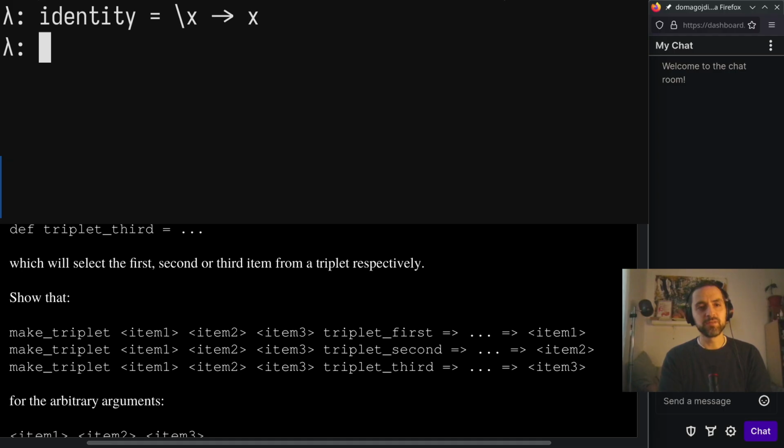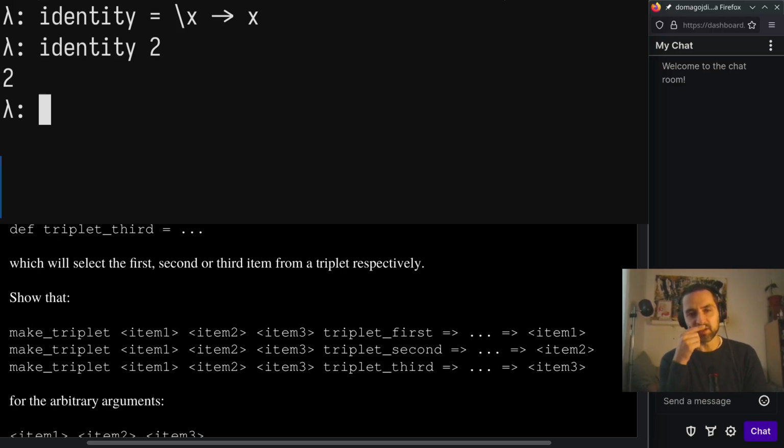So then you can use it, right? Identity 2. Oh, I've just changed actually my, anyway, okay. And then we get a 2 back, right? So that's the identity, how you define it in GHCi. And I thought, I'm on Nix OS. So I'm going to use Nix REPL, right? And Nix REPL, you could use it.